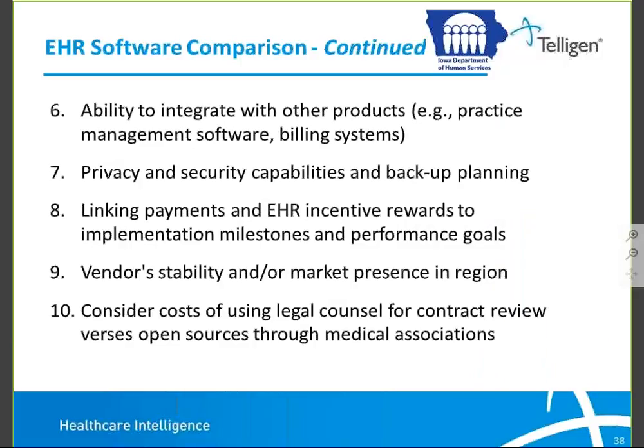Number 6, the ability to integrate with other products. So will you need to have it interfaced with practice management software or your billing system? You may choose an EHR system that is a comprehensive system where all of that is built into the same system, and the product has all that available, and so no particular interfaces would be necessary. So again, something to ask about and consider as you are looking at different products and how they may fit your needs. Number 7, privacy and security capabilities and backup planning.